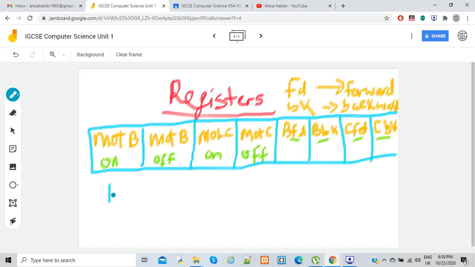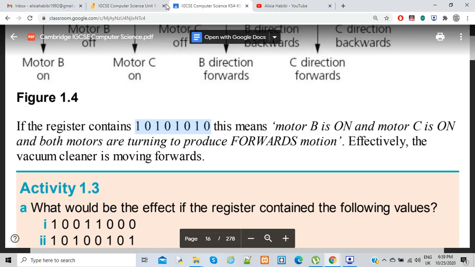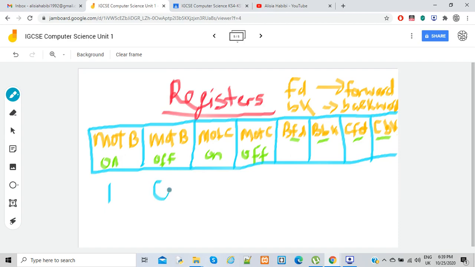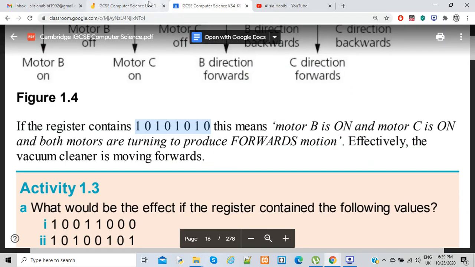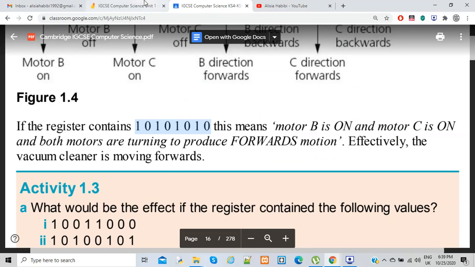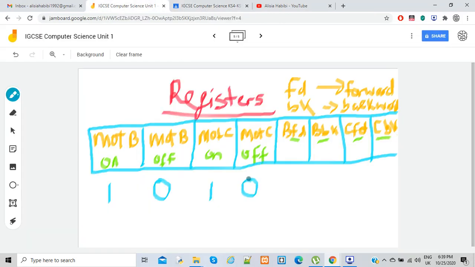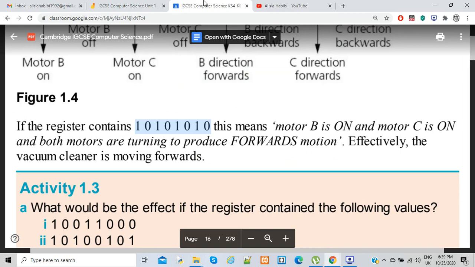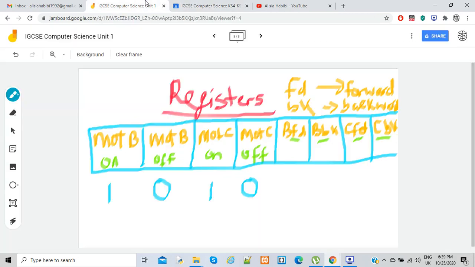So the first instruction starts with a bit of 1, and then it goes to 0. And then motor C has 1. And then motor C is off, so it's 0. So 1, 0, 1, 0, and then we have 1, 0, 1, 0. So it keeps getting to 1, 0, and then 1, 0.